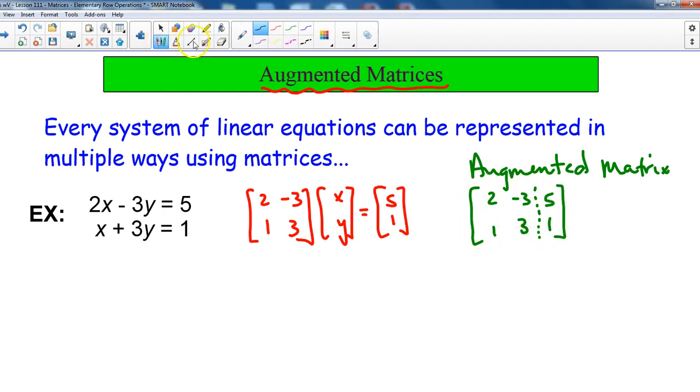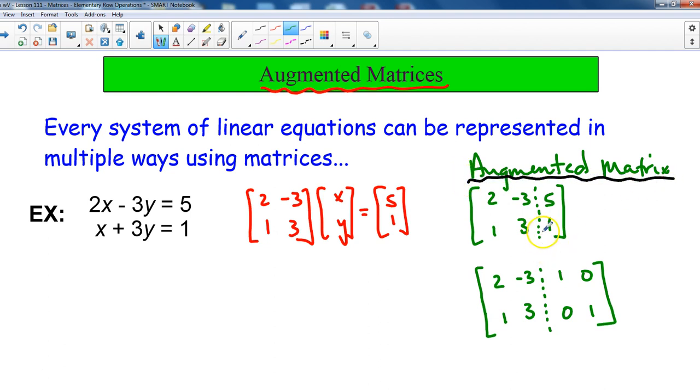The other way that we can use augmented matrices is to augment that coefficient matrix with the identity. And we'll see why we would want to do that here in a second. If I augment this coefficient matrix with the identity, we're essentially just tacking on the identity matrix to the coefficient matrix right here, and we would rewrite it like this. So these are two different ways that we can augment a matrix with something else.